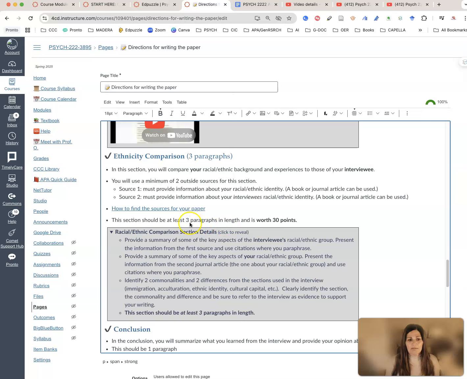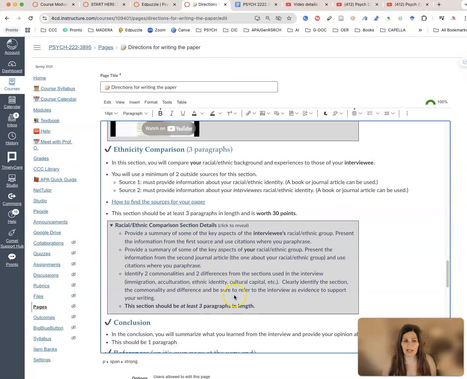All right, so this section generally is about 3 paragraphs in length. Why? 1 paragraph about you, 1 paragraph about your interviewee, racial ethnic identity, both of you, and then 1 that's a comparison, where you look for 2 commonalities, 2 differences. It can be more, it's fine. And so here's your sort of breakdown here.